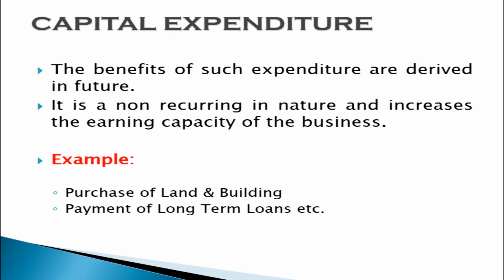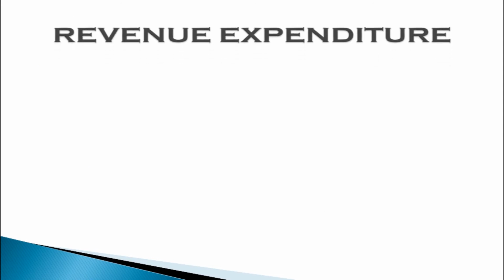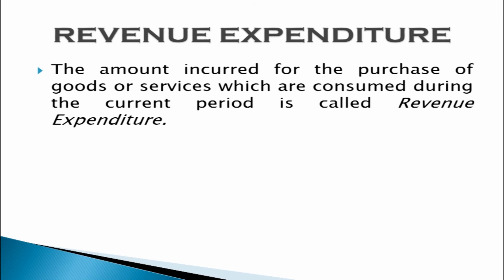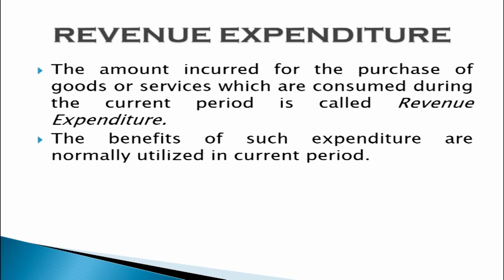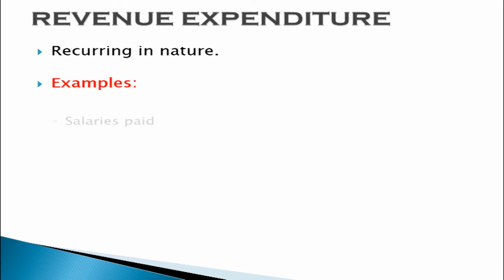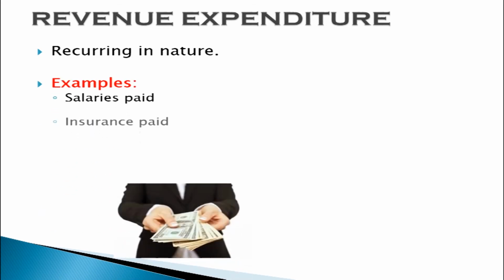And the next term is revenue expenditure. The amount incurred for the purchase of goods or services which are consumed during the current period is called revenue expenditure. The benefits of such expenditure are normally utilized in current period. This expenditure is recurring in nature. The common examples are salaries paid, insurance paid, purchase of goods, etc.